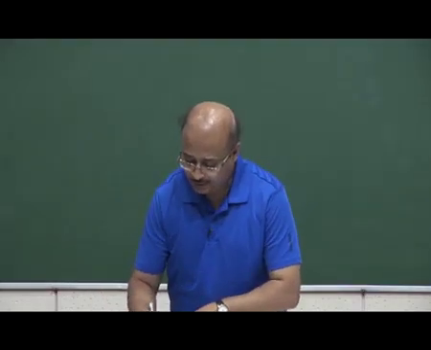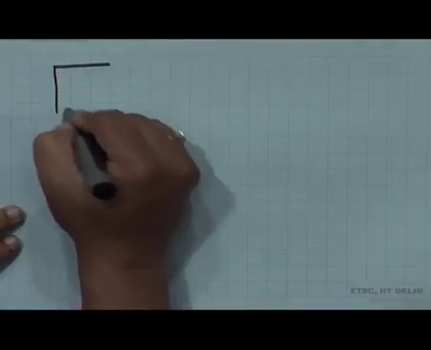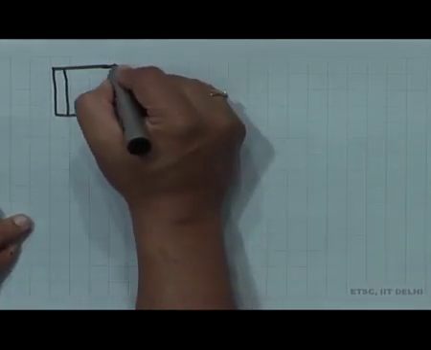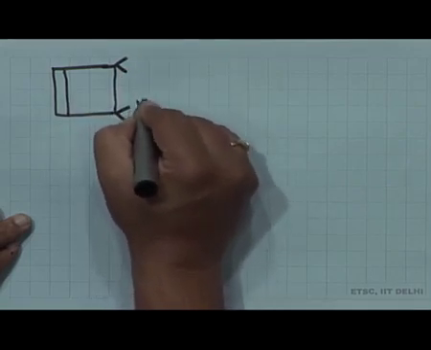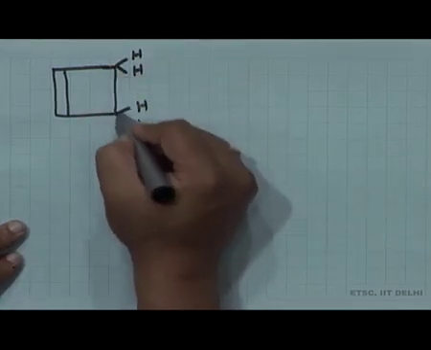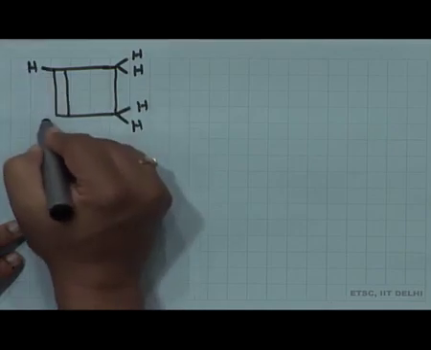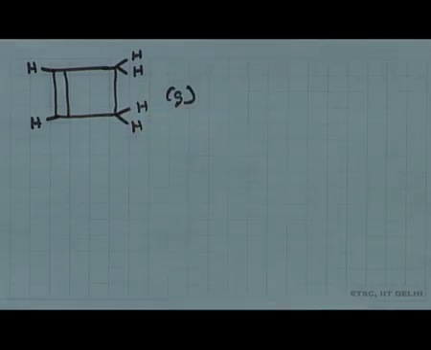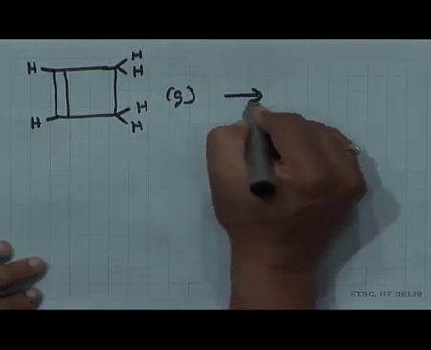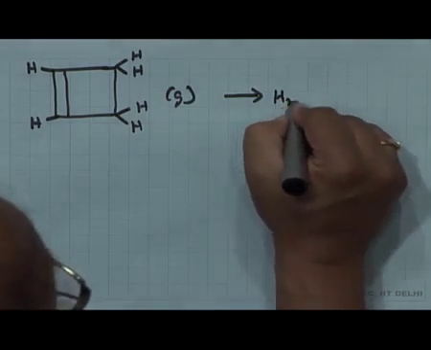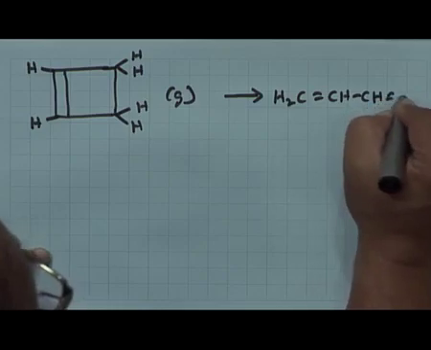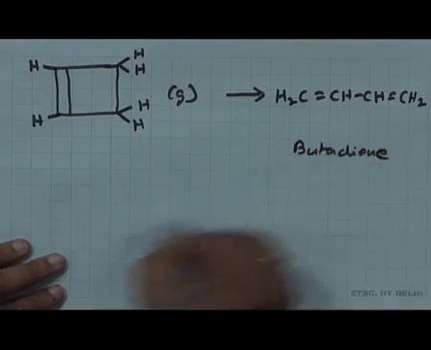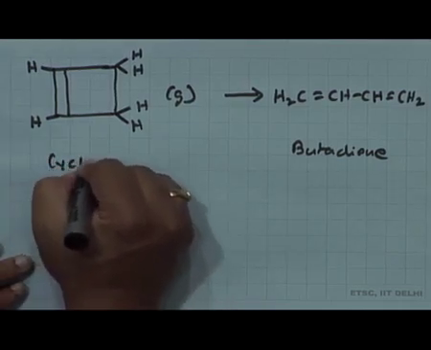So, the example is, you are having cyclobutene in the gas phase, these are hydrogens, okay. Obviously, these corners are your carbon atoms, and then you have a hydrogen out here, you have a hydrogen out here, okay. In the gas phase. So, this goes to butadiene, H2C double bond CH, CH double bond CH, right. So, you have butadiene out here, and here you have cyclobutene.